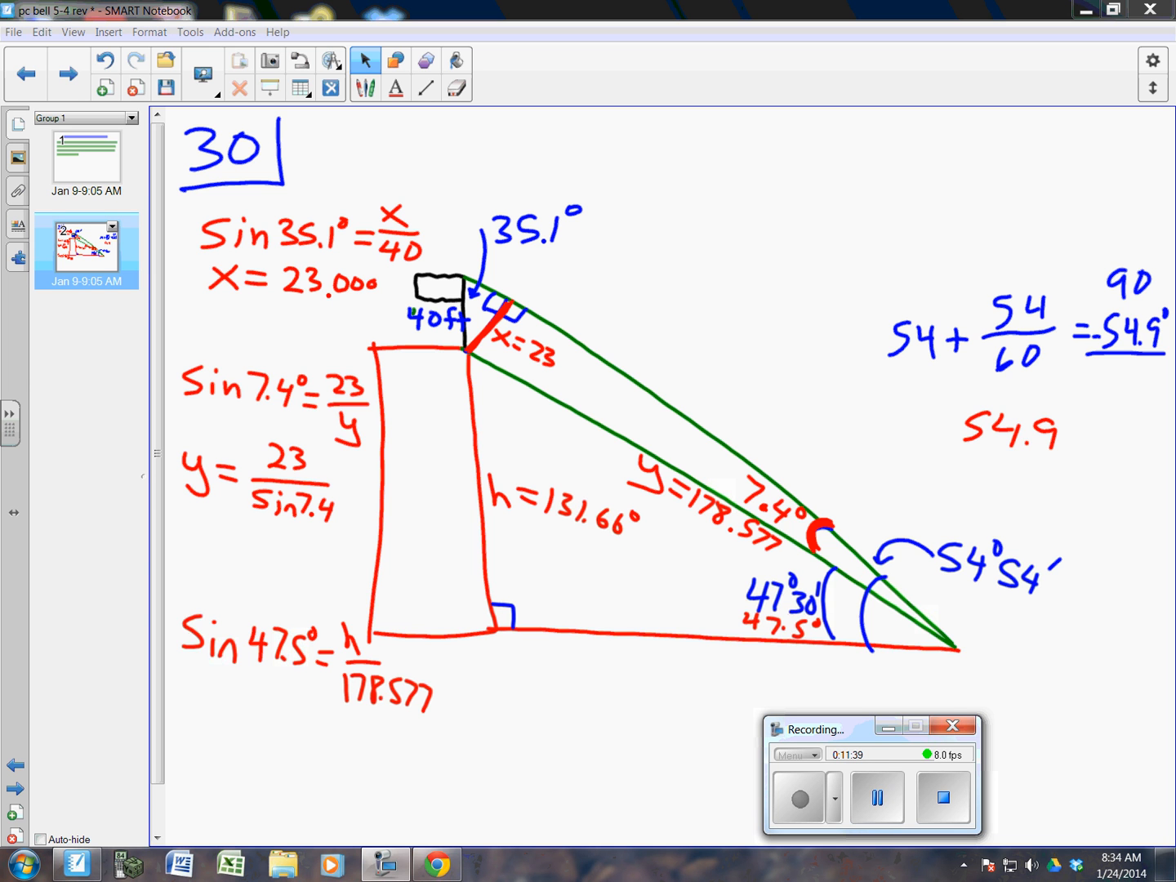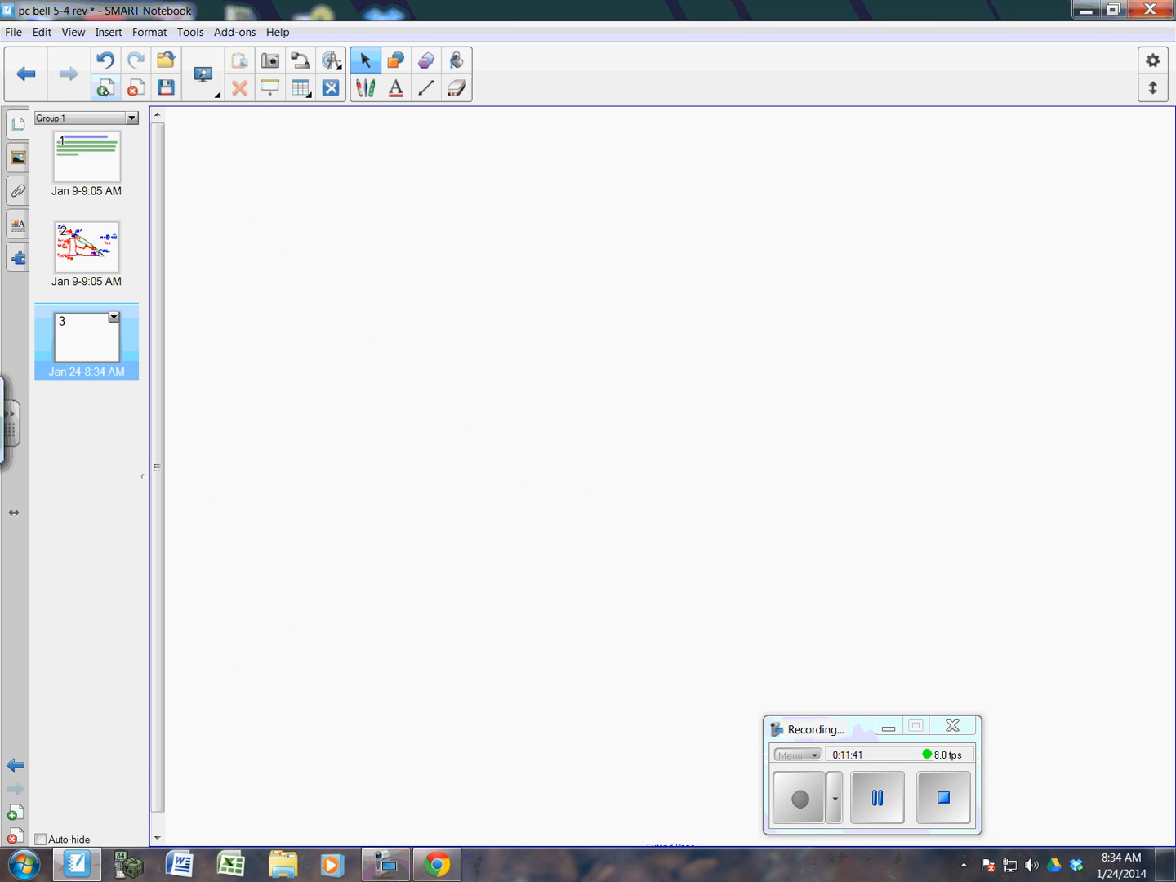Let me help you draw a picture of that one. I'm going to let you guys do the problem, though. Here's the shore, right? Here's the lighthouse. How do you guys like my design here? Here's the water.